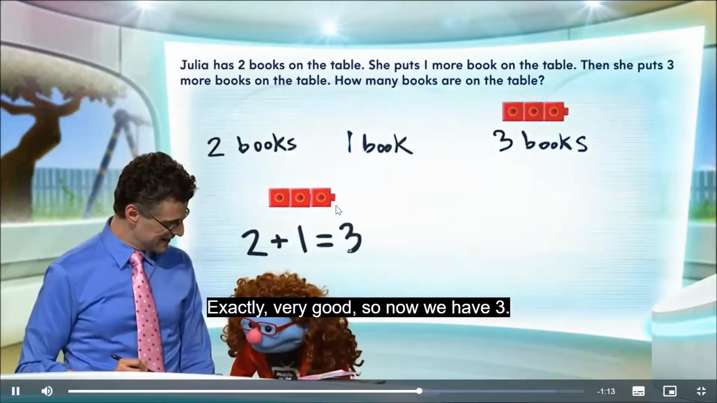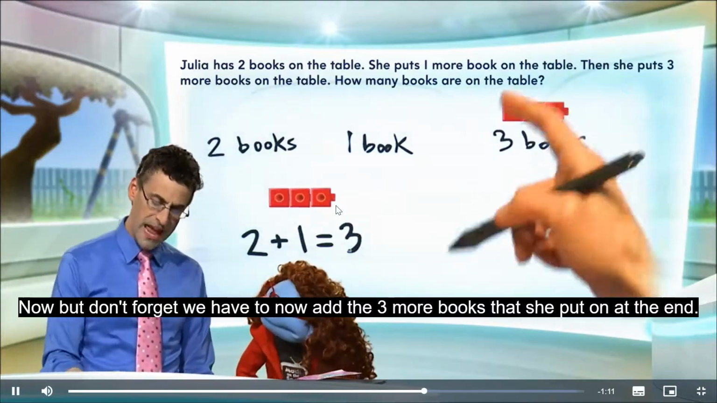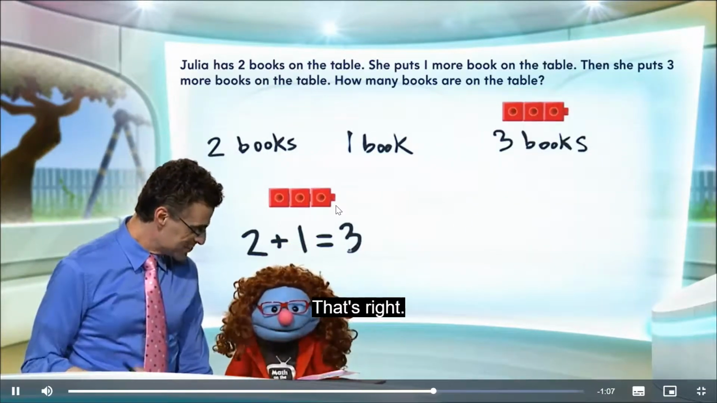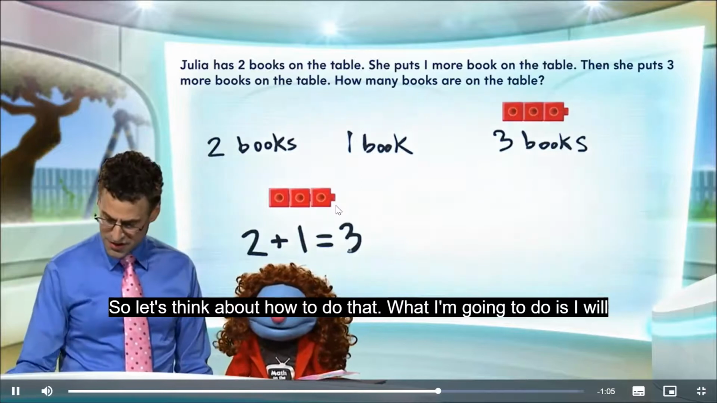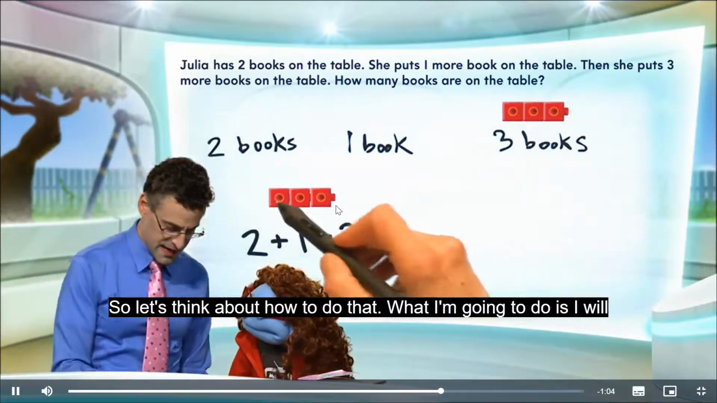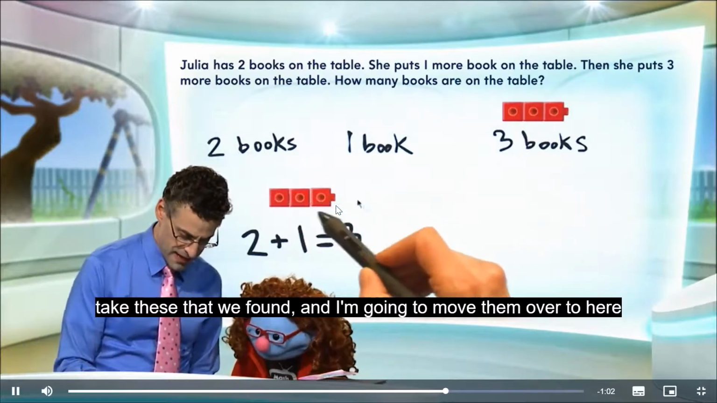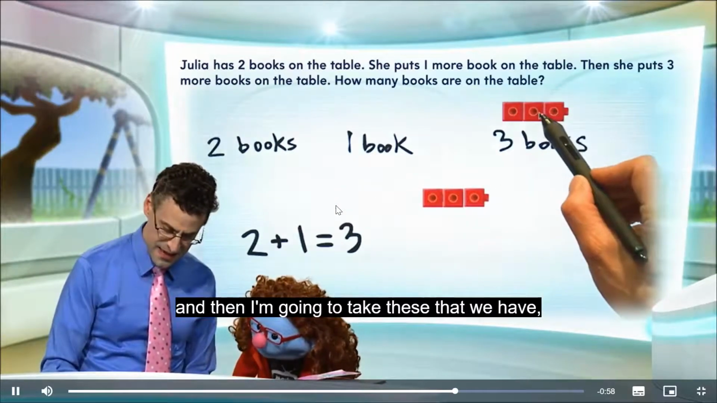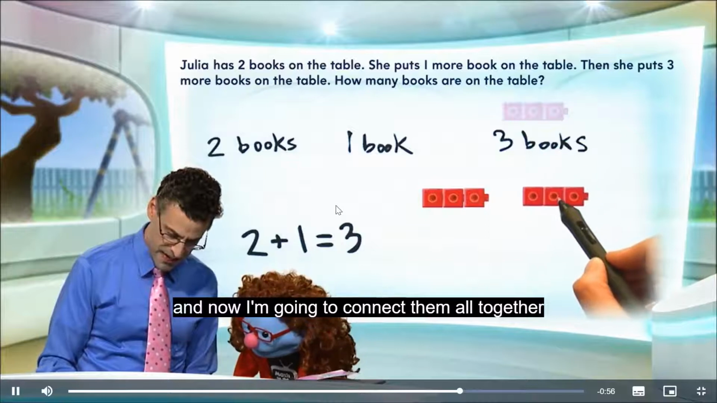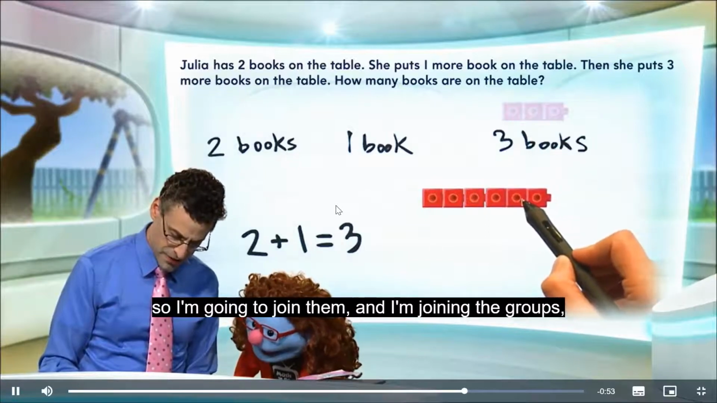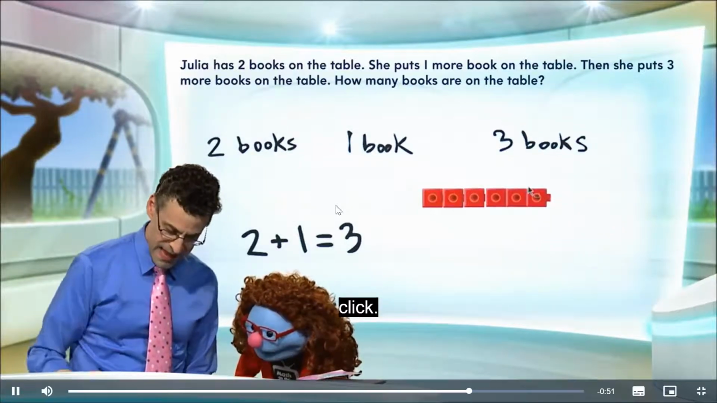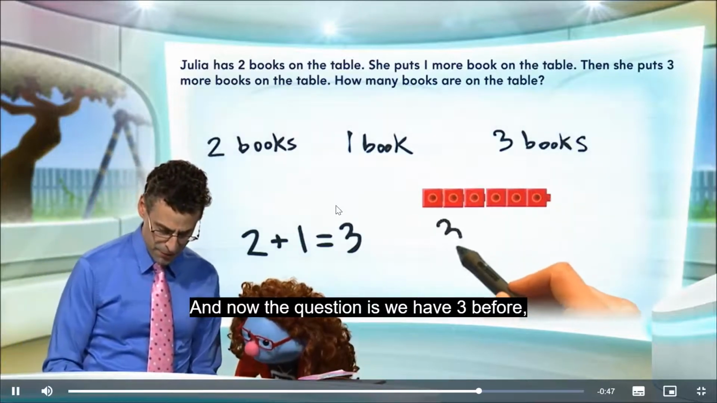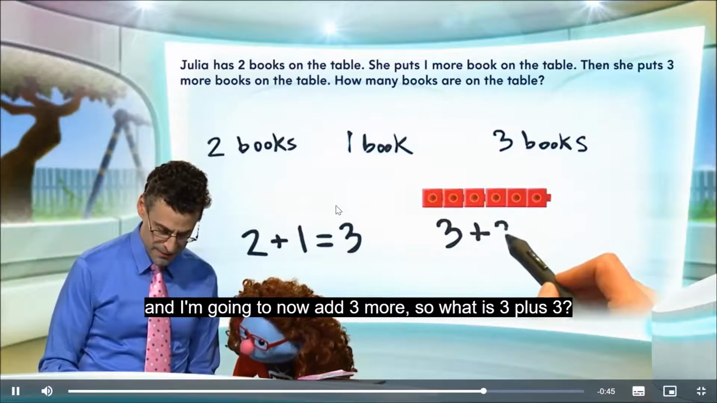So now we have 3. But don't forget, we have to add the 3 more books that you put on at the end. That's right. So let's think about how to do that. What I'm going to do is take these that we found and move them over to here. And then I'm going to take these that we have and connect them all together. So I'm going to join them, and I'm joining the groups. Click. And now the question is, we have 3 before, and I'm going to add 3 more.